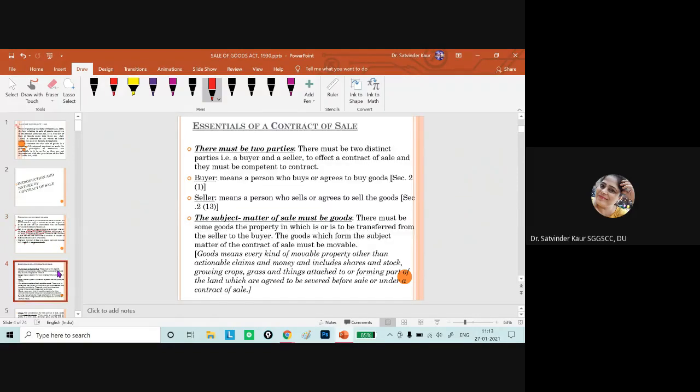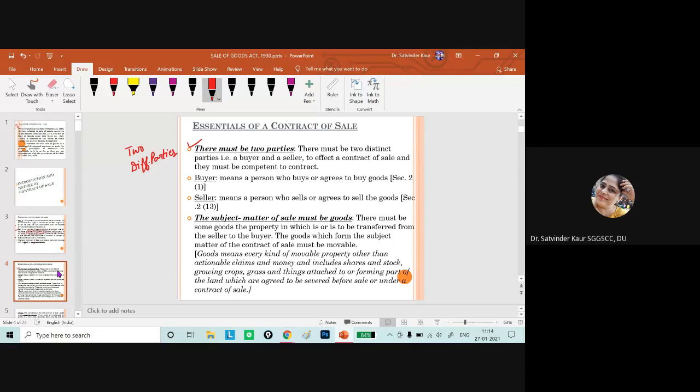Now, if we talk about the essentials quickly, there must be two parties, and these parties must be different from each other. Sale by oneself, transfer of ownership by one party to himself only will not be regarded as sale. So whenever we talk about the contract of sale, there should be a contract between two different parties. This is the essential.